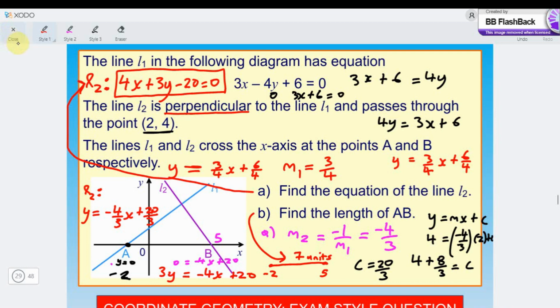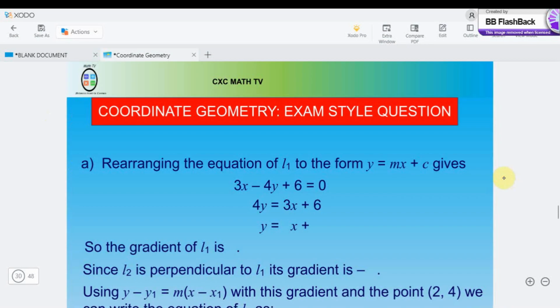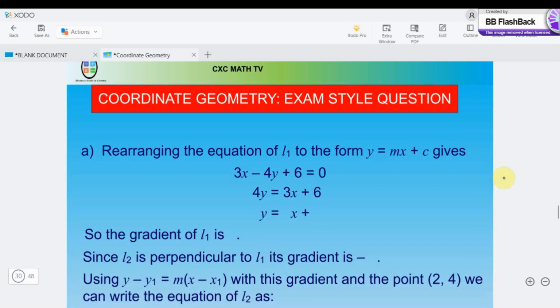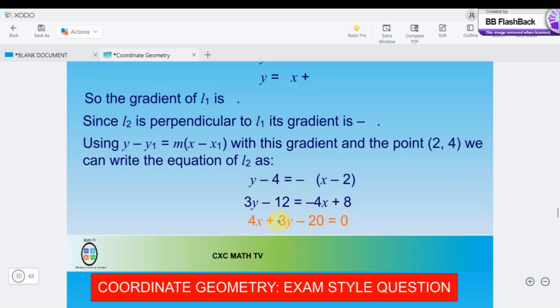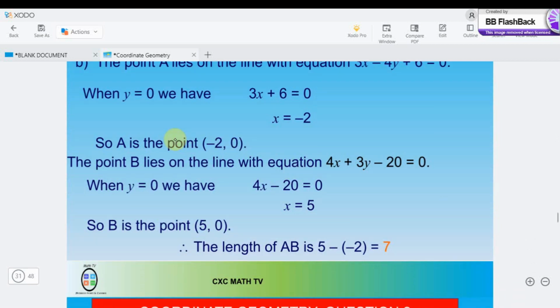Now let's see how I did it in the notes when I was doing it, because the notes I may have done it a little bit different. Nope, did it the same way. So 4x plus 3y minus 20. Final answer like what we just did. Then now let's see how I did A and B. Yep, same way I did it using the x-intercept to get A and B, and then taking the difference to get the same 7. Easy.